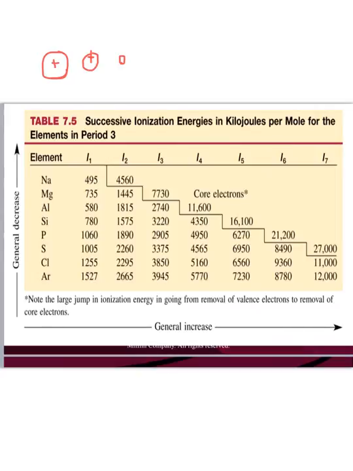All right, notice here it says core electrons. The core electrons, remember, are the electrons in the inner energy levels. So it says that the large jump in ionization energy is going from removal of valence electrons to removal of core electrons. So that's why there's a huge jump. You're trying to remove core electrons now, and it doesn't want to give up those core electrons. The nuclear charge is pulling strongly on them and doesn't want to give them up.